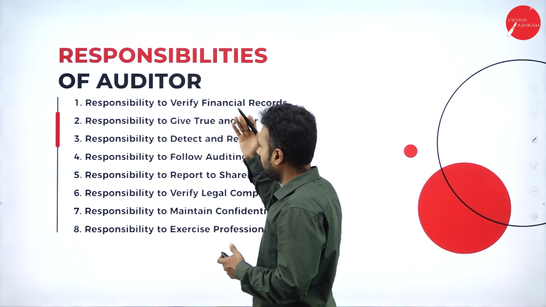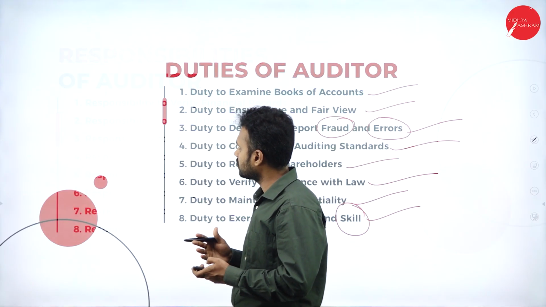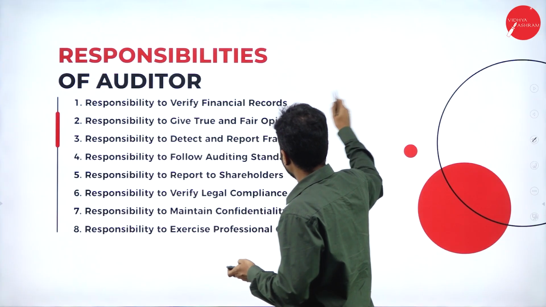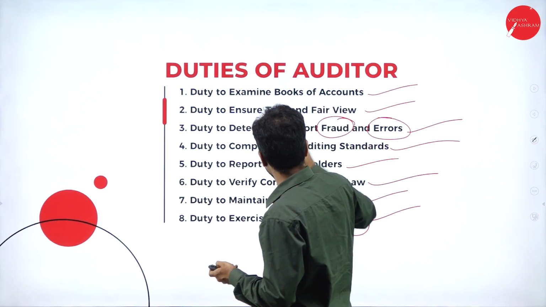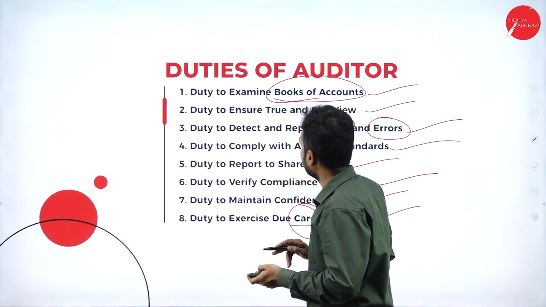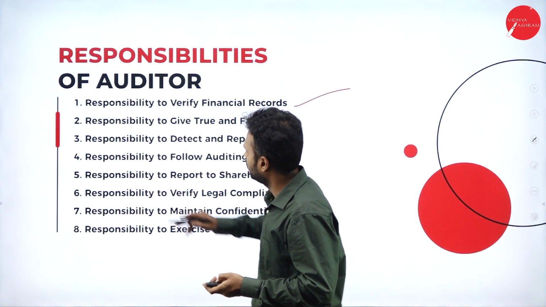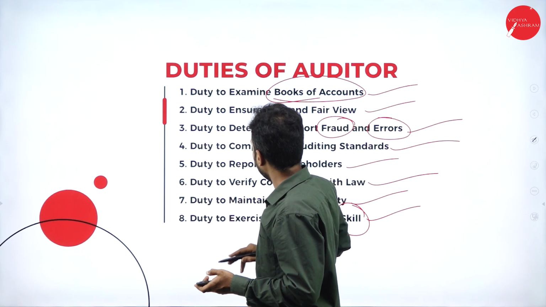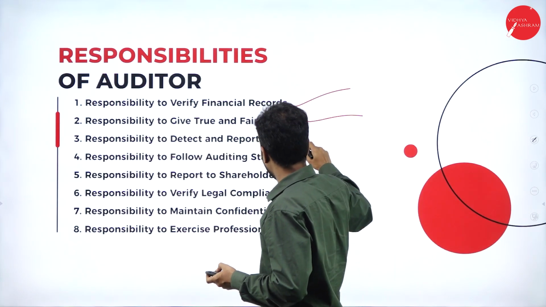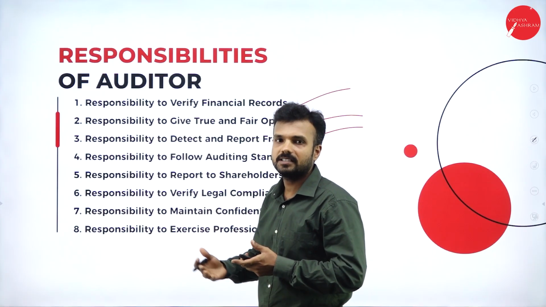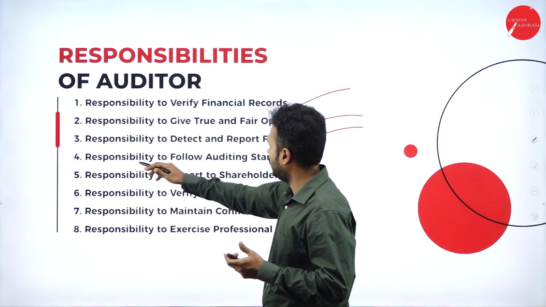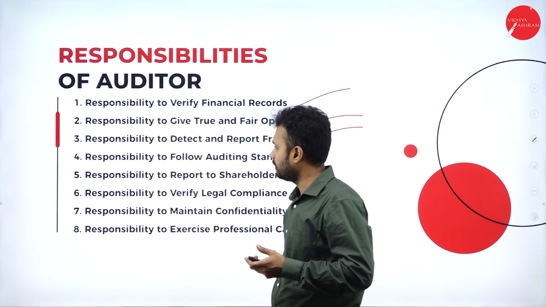Responsibilities of an auditor. What is the responsibility of the auditor? As I explained here, all the points are one and the same. Responsibility to verify the financial records. As I explained here also, you have the authority or responsibility to look over the books of accounts, here financial records. Responsibility to give a true and fair opinion, so a true and fair view. Responsibility to detect and report fraud. If there is any kind of manipulation happening, he has all the rights and responsibility.